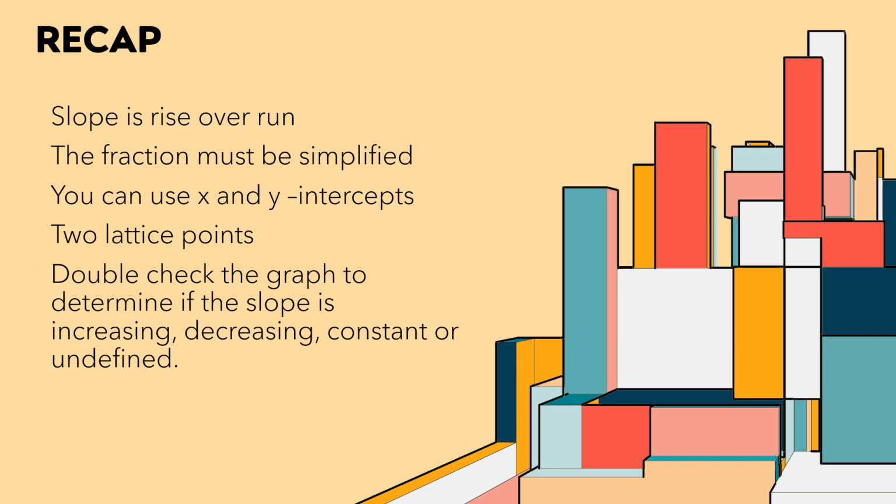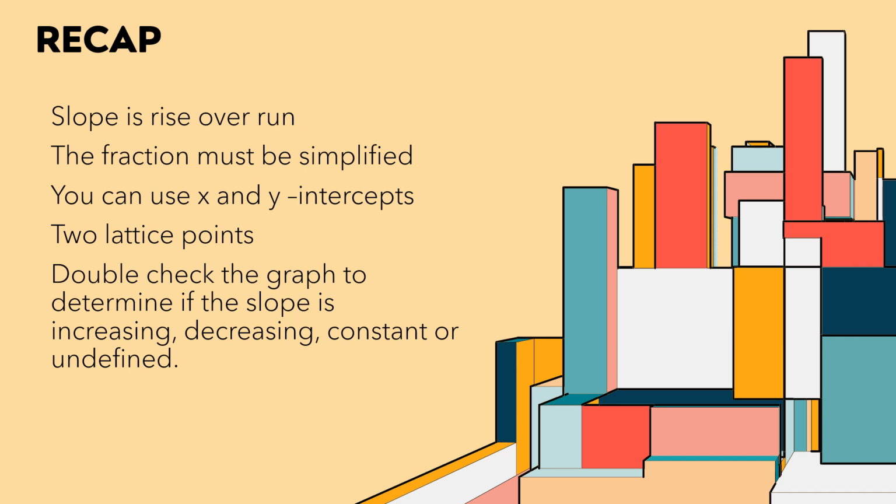The easiest way to calculate slope given a graph is your x and y intercepts, if they're at a lattice point. If they're not at a lattice point, pick any 2 lattice points. And the key here is to pick lattice points that are close together. Because if they are close together, you will not have to reduce a fraction. But it's not a big deal to reduce fractions.